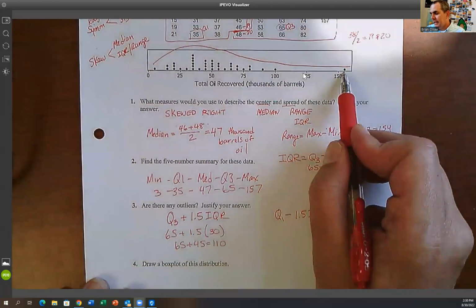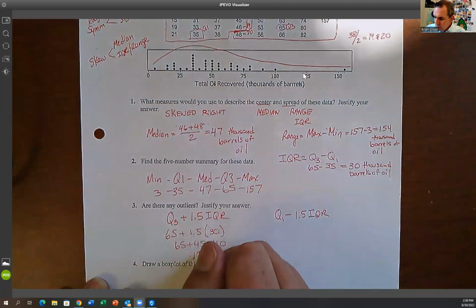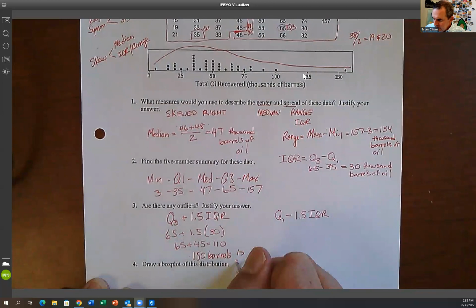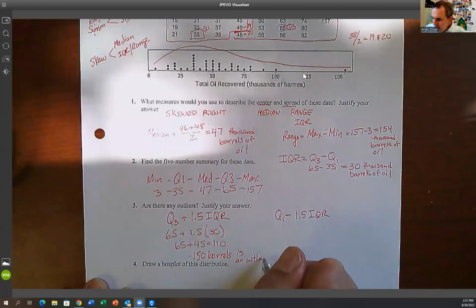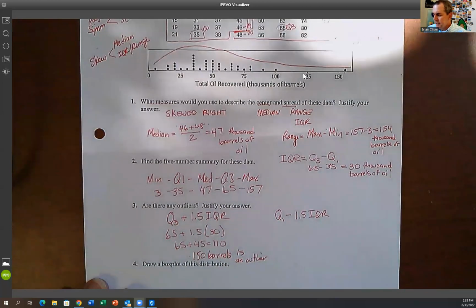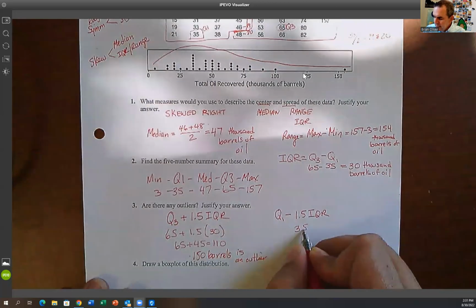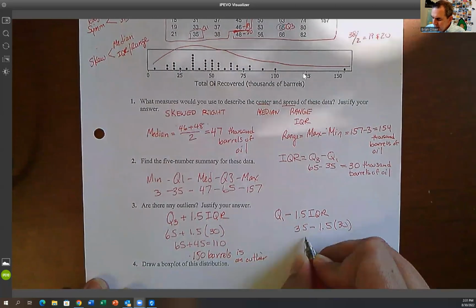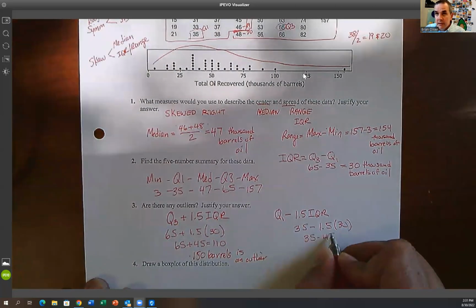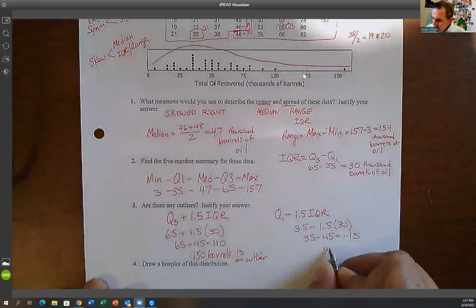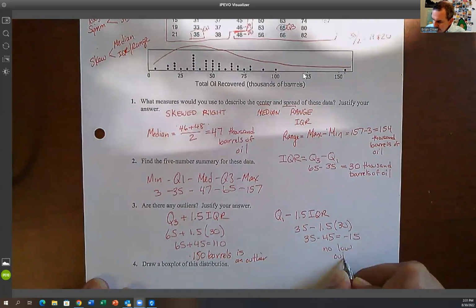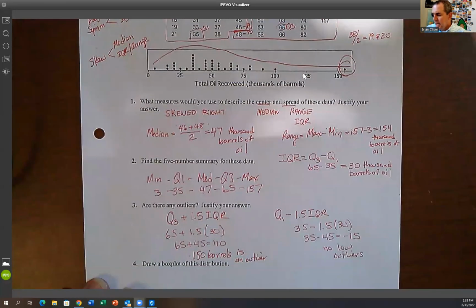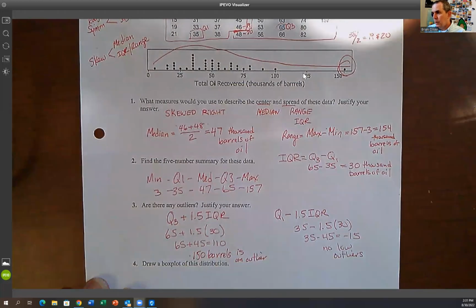If I look, that guy's an outlier. So that tells me 150 barrels is an outlier. I'm going to repeat the process to find the low end. I'm going to do 35 minus 1.5 times 30, and that's actually going to be 35 minus 45. That's going to be negative 15. There are no low outliers because I don't have any negative oil. So there's an outlier right there, and there's my explanation of why.